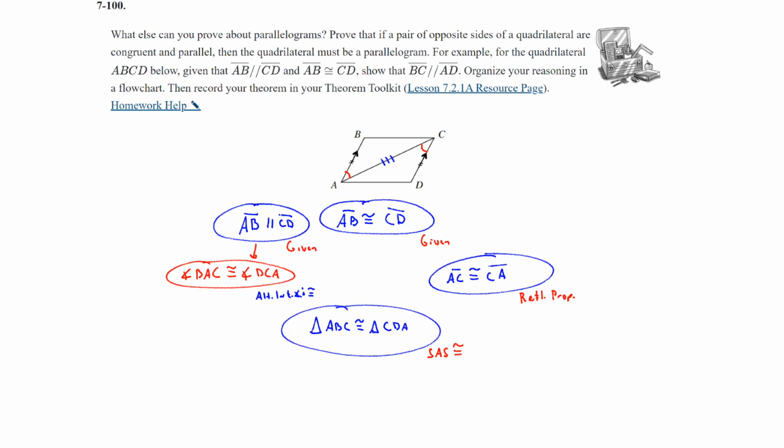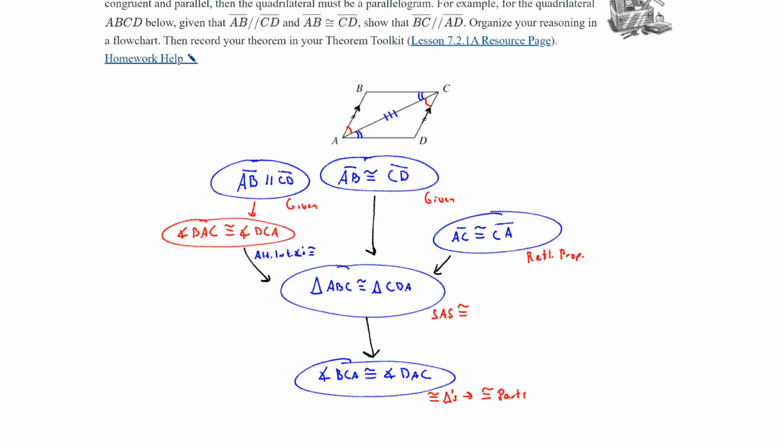And now that we know the triangles are congruent, we can say that angle BCA, so this angle, and DAC are congruent, because congruent triangles have congruent parts. So, I guess I forgot my arrows. We have the reflexive property for that one. This side length was given, and then this angle. So those all three led to that. And then we'll have another arrow that leads to angle BCA being congruent to DAC.